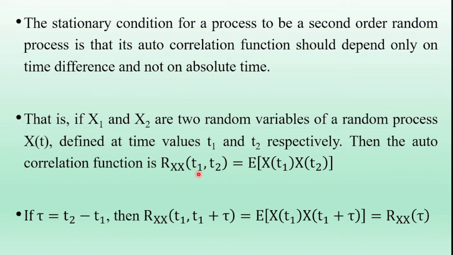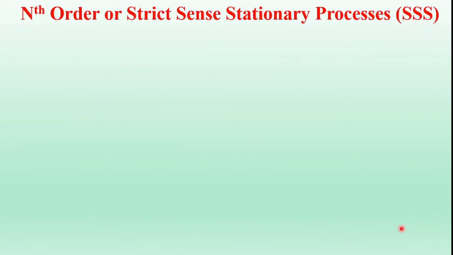So consider t1 is equal to t and t2 is equal to t1 plus tau. Then the autocorrelation function of the random process X(t) is RXX(t1, t1 + tau), which is equal to the expectation of X(t1) X(t1 + tau), and it is also denoted as RXX(tau). The autocorrelation function of a second order stationary random process is a function of only the time difference. That is the concept of the second order stationary random process: its definition, mathematical expression, and condition.